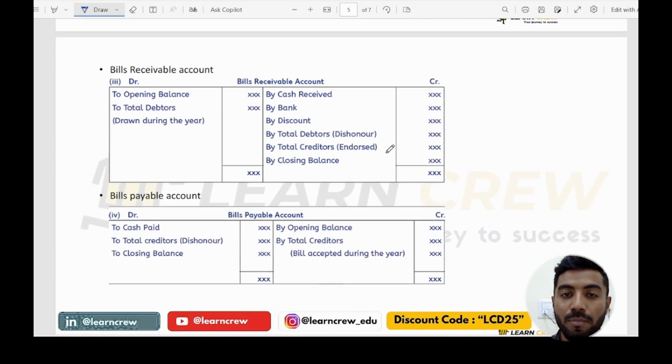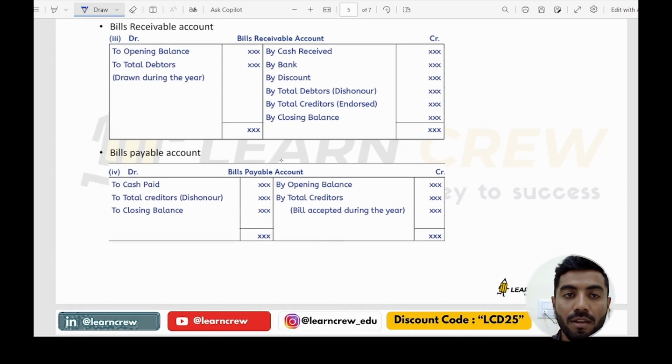That is the bills receivable account. Bills receivable is again an asset; opening balance is given and closing balance is there. Whatever bills are drawn on debtors during the year will be taken to the debit side as additions. Then cash received, bank, discount, bills dishonored, and bills endorsed to creditors. All that will come in this bills receivable account.